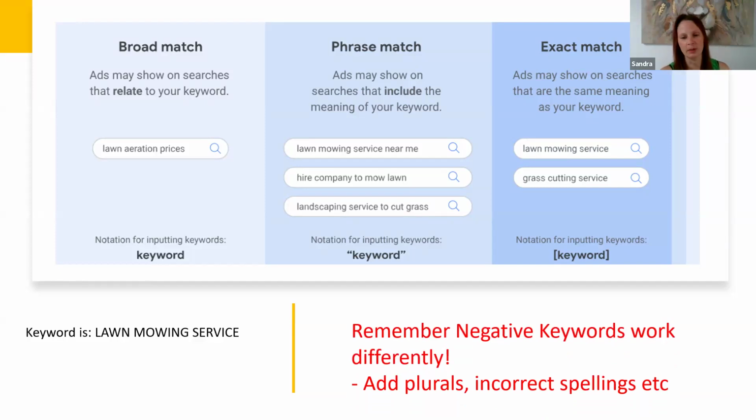When you add negative keywords, they work slightly differently to how your search keywords work. You have to add plurals, you have to add incorrect spellings, otherwise you can still get searches for the wrong items. Whereas with your actual search keywords, it looks more at the intent, so it understands that people are going to make spelling errors, they're going to use a Z instead of an S or vice versa, and they're going to use plurals. It would ignore that.